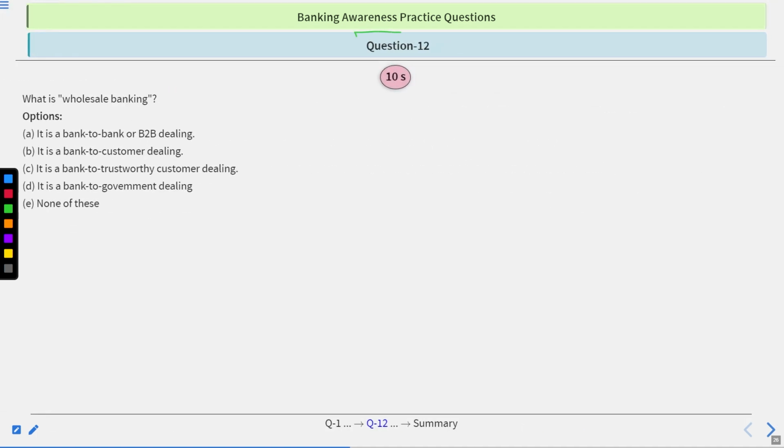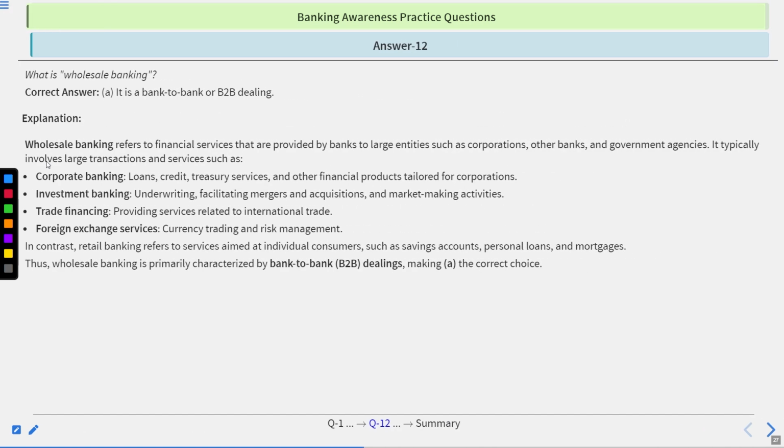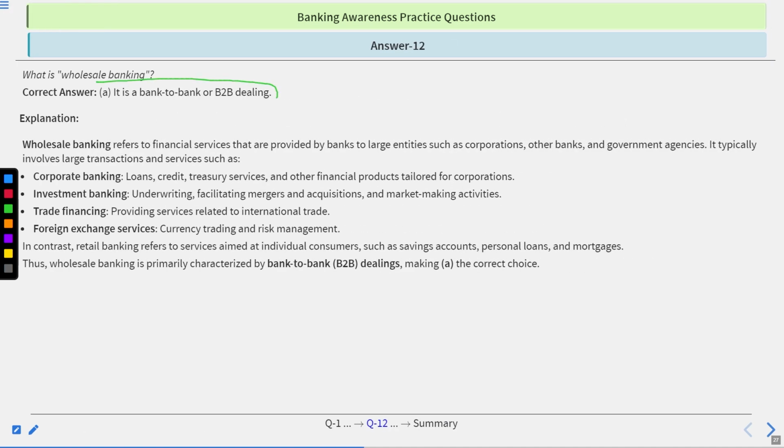Question number 12. What is wholesale banking? To answer this, again, you have 10 seconds. Time starts now. Okay, the time's up. Correct answer is A. It is a bank-to-bank or B2B dealing.